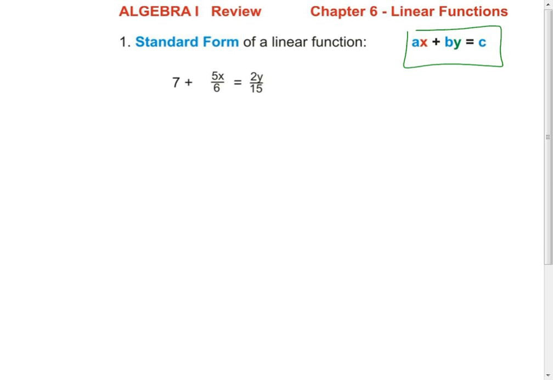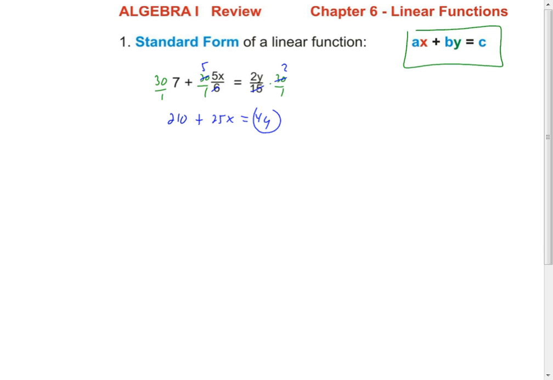Okay, the easiest way to approach this problem is to get rid of the fractions, and that's to multiply everything by the LCD. I'll multiply the 7 by 30, the 5x over 6 by 30, and the 2y over 15 by 30. In doing this, I get 210 plus, 6 goes into 30 five times, 25x equals, 15 goes into 30 twice, 4y. All right, I'm close.